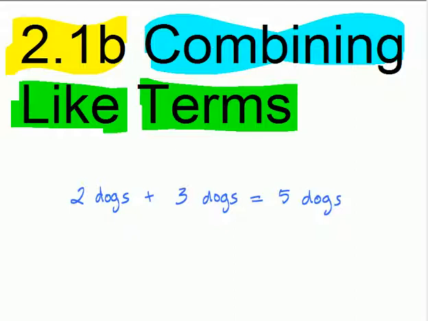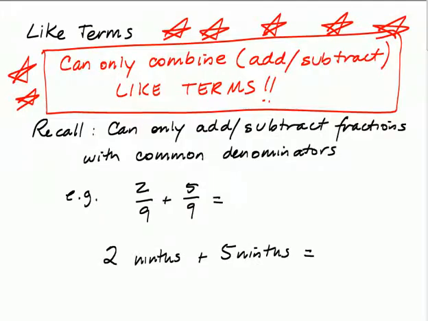I'm going to point out a few things here. When we are adding dogs to dogs, we end up with dogs. That part doesn't change. And to get that 5, we just take the coefficient, how many we have of each. 2 plus 3 gives us 5. Okay, let's take a look with some variables then.